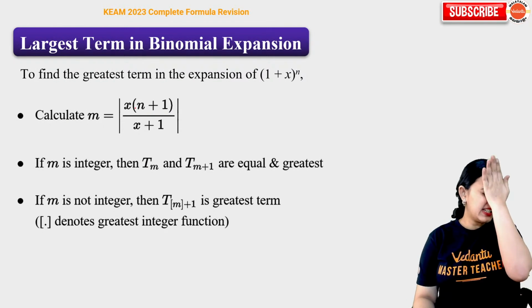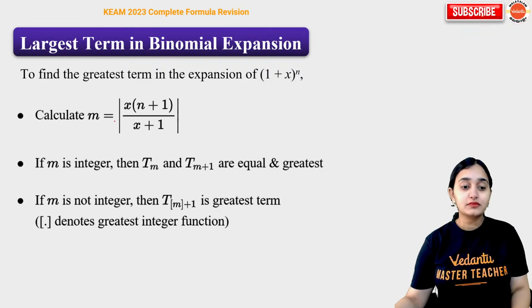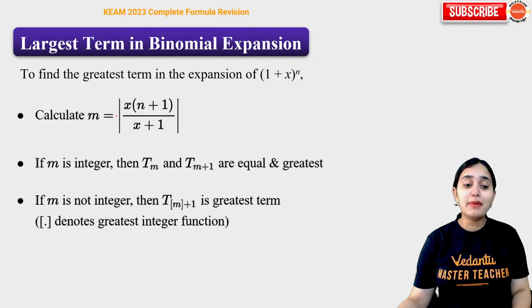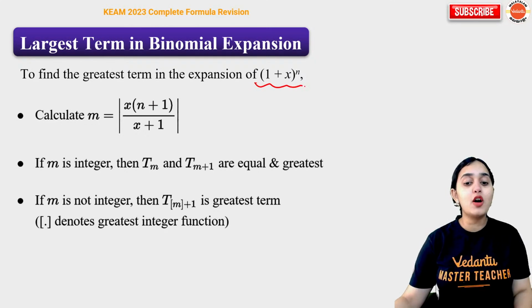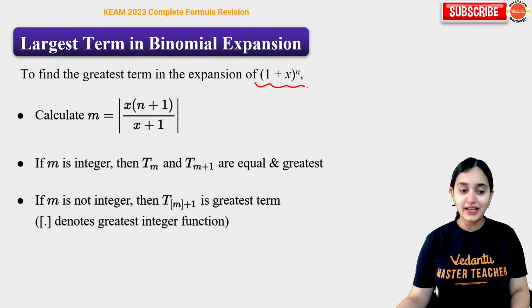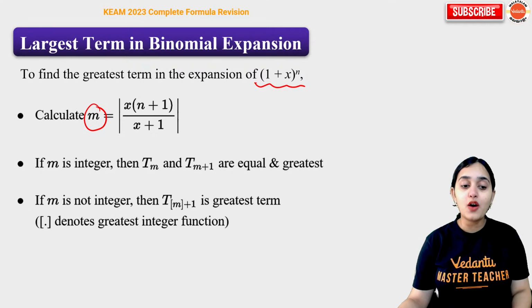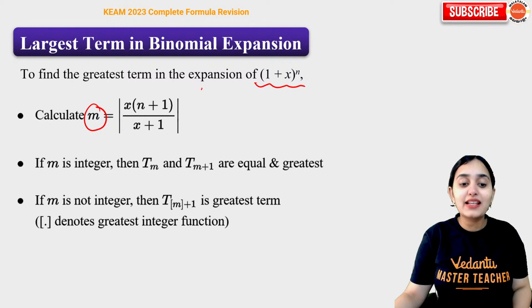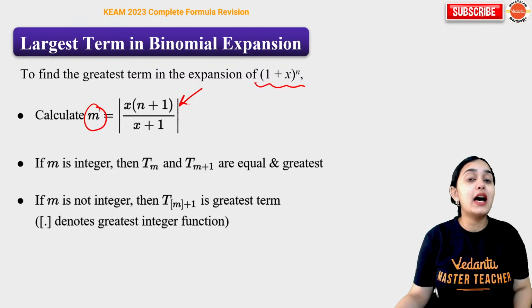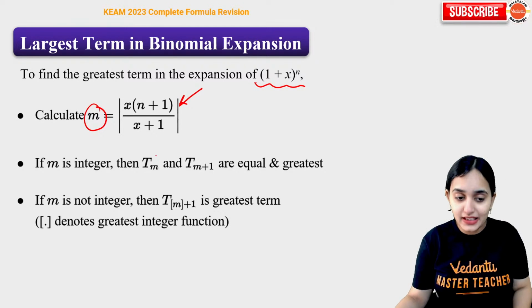Okay, next is, what is the largest term in the binomial expansion? So to find the greatest term of the binomial expansion, 1 plus x to the power n, first you have to find out what is m. M is the mod value of x into n plus 1 upon x plus 1.